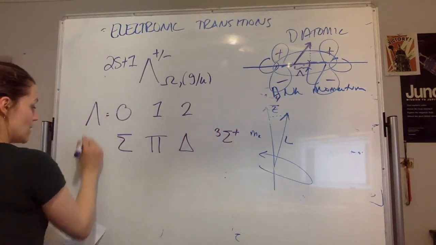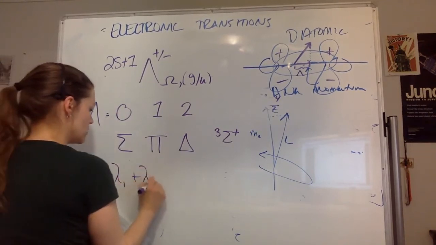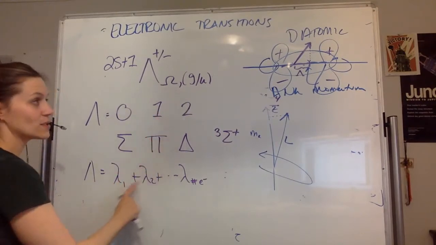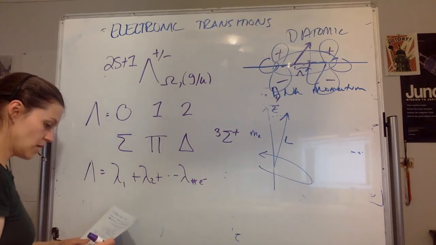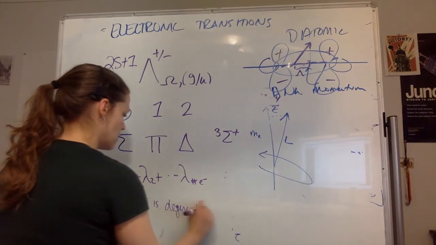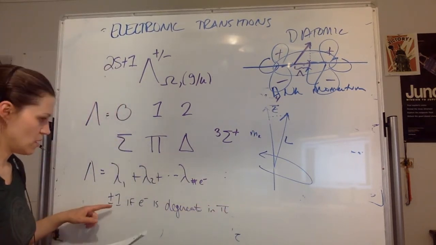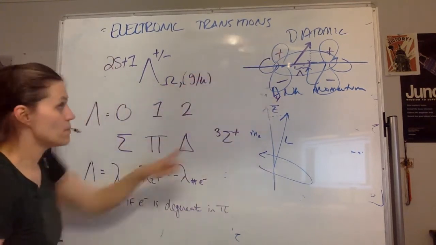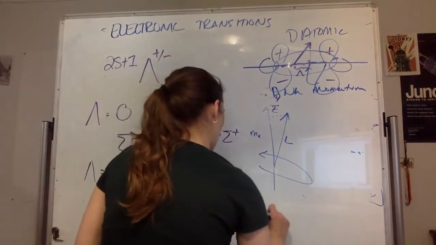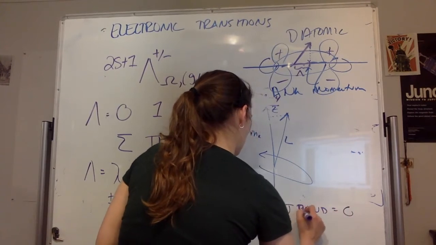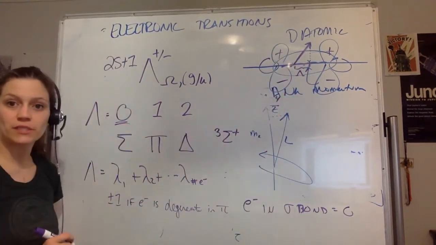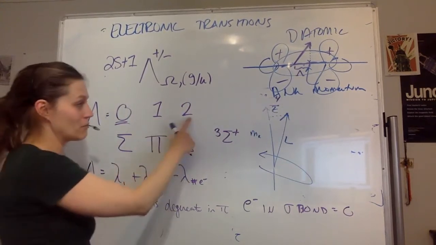Okay. But lambda also equals lambda 1 plus lambda 2 plus so on, up to the number of electrons that you have. So for every electron you have in your system, it's going to contribute. This could be plus or minus 1 if the electron is degenerate in a pi orbital, which means it's a plus 1 if it's the plus parity. It could be a minus 1 if it's minus parity. Cool. But if an electron is in a sigma bond, there's actually no net angular momentum around the orbital, so there's no projection. So sigma bonds, angular momentum is 0. Sigma. Angular momentum is 1, pi. Angular momentum is 2, delta.